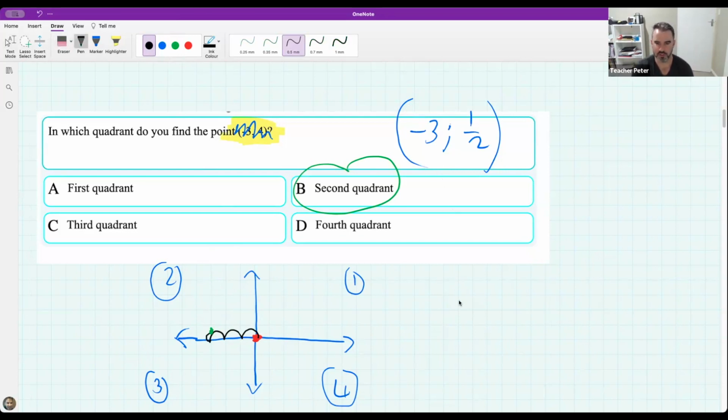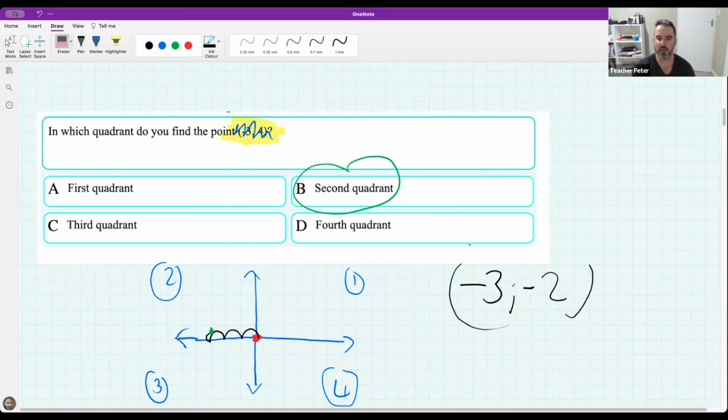Let's do one more because I do like these questions. Let's go with (-3, -2). What quadrant will (-3, -2) be in? And you can just use the voting thing again.